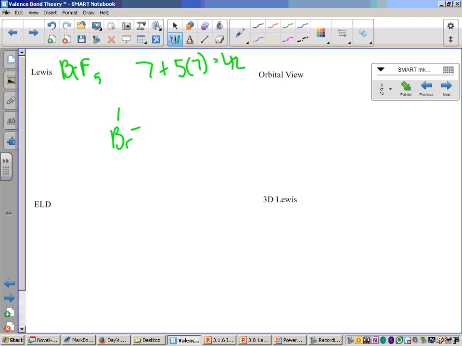Br, and now I have to have 1, 2, 3, 4, 5 bonds around it. F, F, F, F, F. 2, 4, 6, 8, 10. We've used 10 electrons up. That leaves me with 32 electrons left. That's fun. 1, 2, 3, up to 30. And I have 2 left, 31, 32. Go on the central atom. That's cool. Again, that's why we have to add up all of our valence electrons.